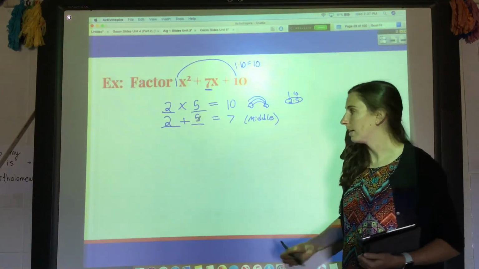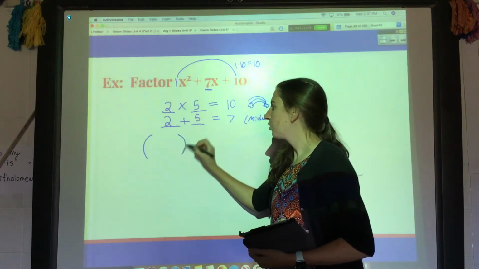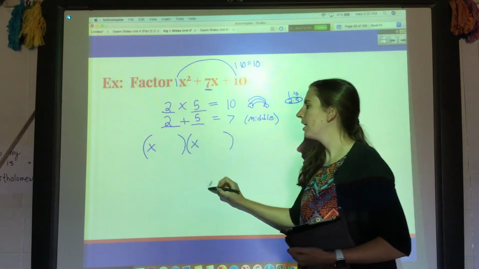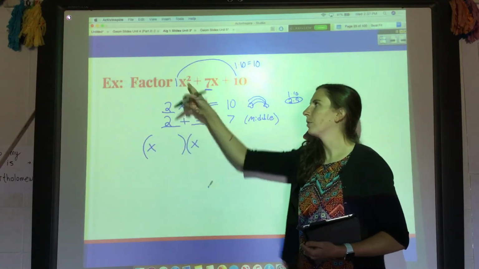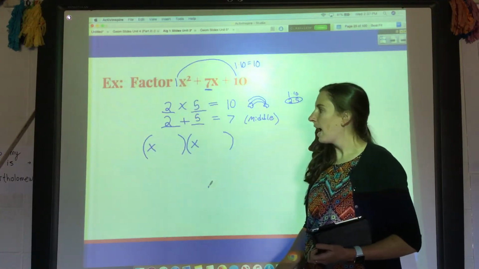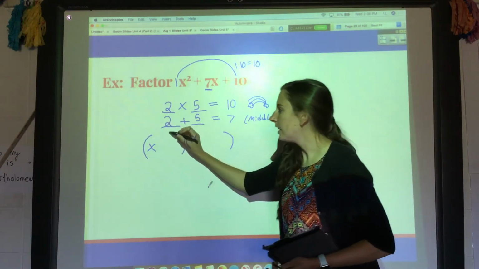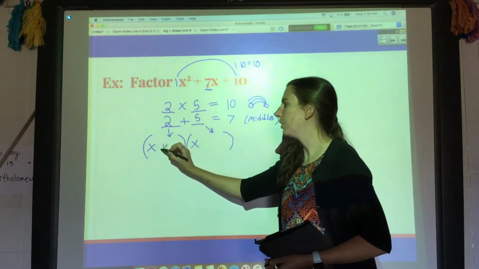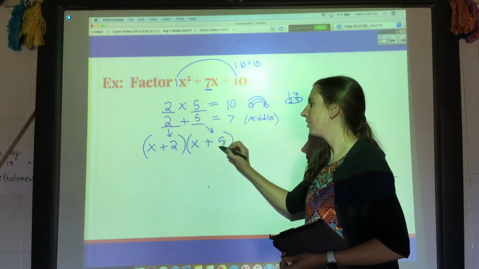And we're almost done. I'm going to draw out two factors and put x in front of both because I know x times x will give me x squared. And then all you have to do is fill in these two numbers into your factors, +2 and +5, and that's it.